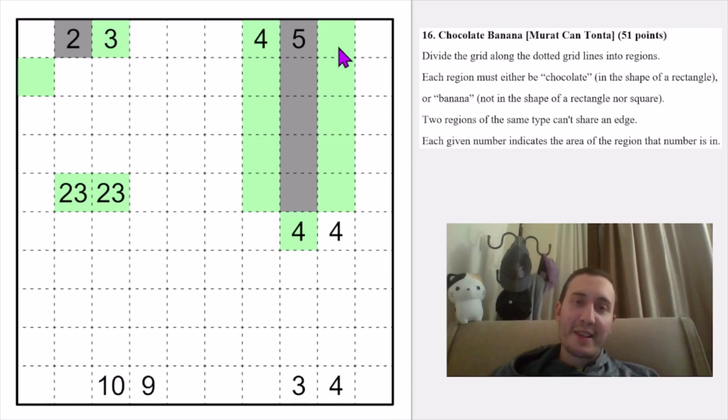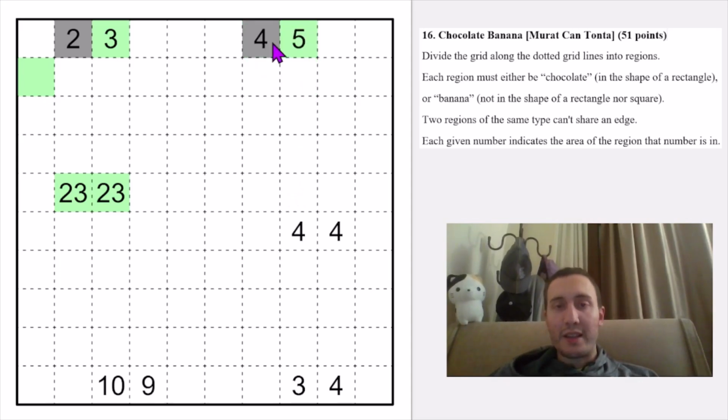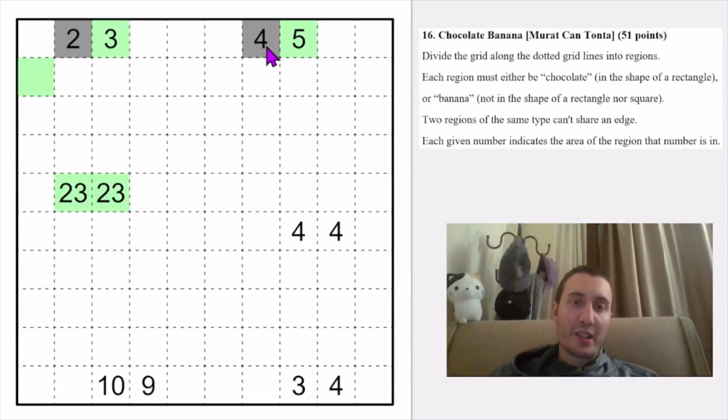But as everything around it will be of the opposite color, we have the problem here. Let's color these for practice. This 4 region is now greater than 4. It isn't even a banana yet, but it's already broken. So this is the correct coloring, and it's a good idea to keep looking at the first row of clues. Now we know that 4 is chocolate. It is either a 1 by 4 or a 2 by 2. I mean either this, or this.